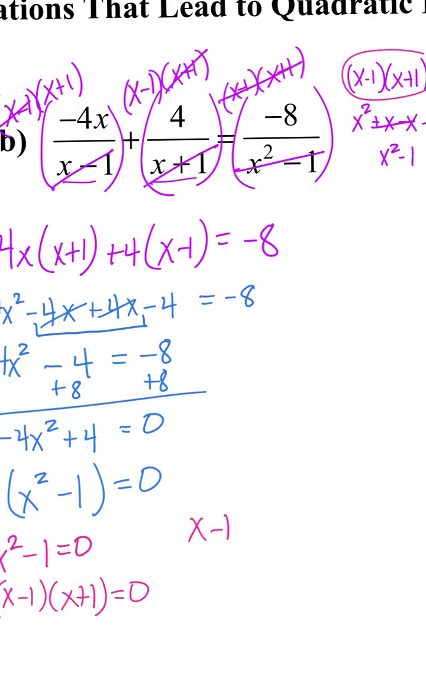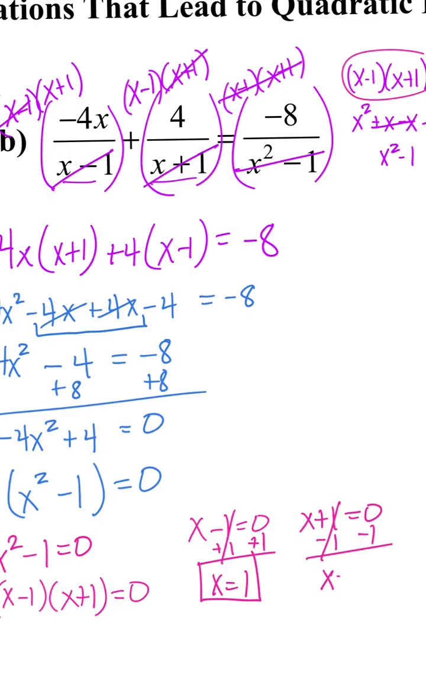So x minus 1 equals 0, and x plus 1 equals 0. Add 1 to both sides: x equals 1. Subtract 1 from both sides: x equals -1. Now, if I plug in a 1 right here, I get 1 minus 1, which gives me a 0. That's not going to work. If I plug in a -1 right here, -1 plus 1 is going to give me a 0. So that's not going to work.